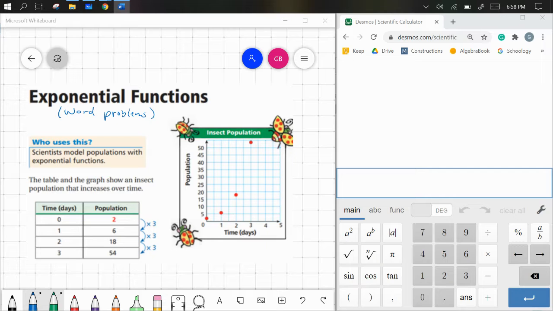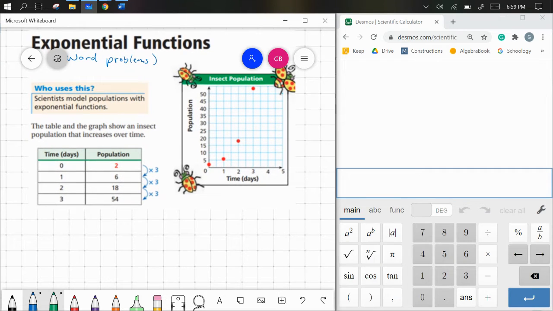2 times 3 is 6. Times 3 is 18. Times 3 is 54. So this constant multiplication becomes what defines an exponential function. And if I graph these numbers, like we see here on the right, we get that smooth curve that keeps going up forever, which is what we've been practicing over the last week.